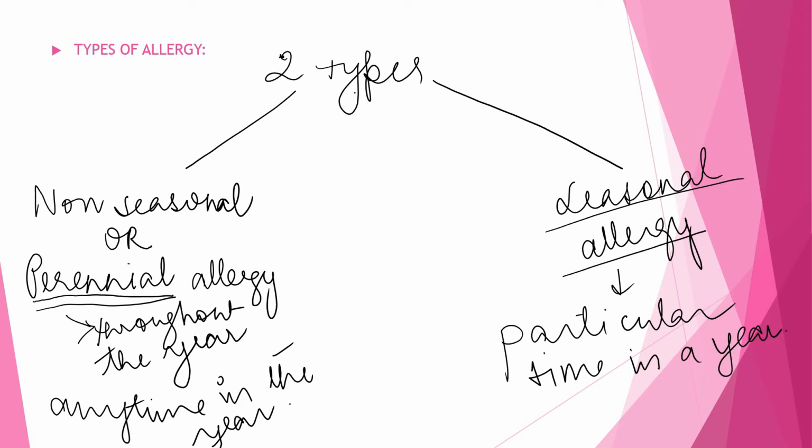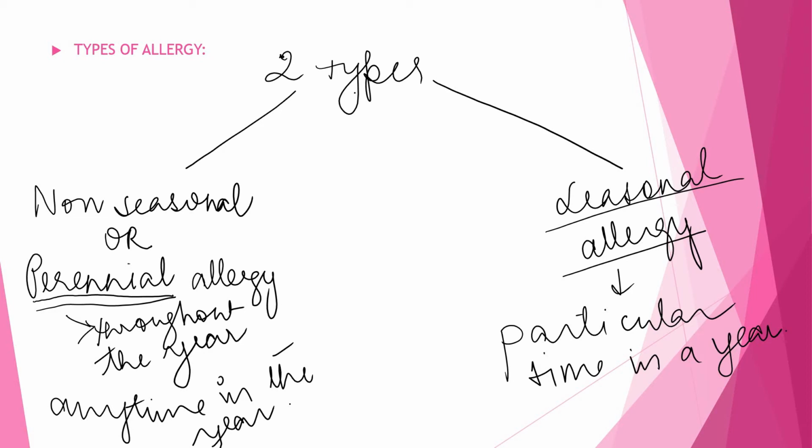Perennial word itself means throughout the year. That means this type of allergy can happen anytime in the year. But seasonal, it itself says that there are particular seasons, and so this allergy will happen at a particular time in a year. Now let's go back to our books. That means number one, page 71.